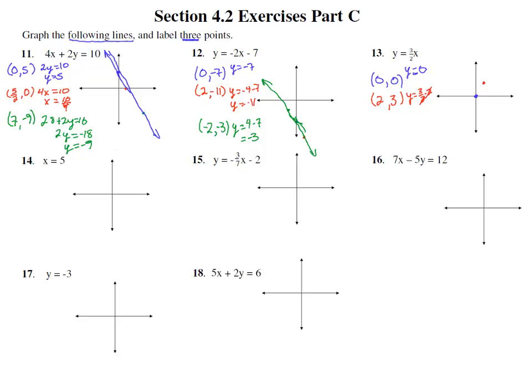Good. Let's do green for the third point. And what should we do for that third point? Something else that'll cancel with 2. How about a 6? That'll cancel there. Y equals 3 halves times 6. So you can do 3 times 6 is 18, divided by 2 is 9. Or you can do 6 divided by 2 is 3, and 3 times 3 is 9. So you go out 6 and up 9.